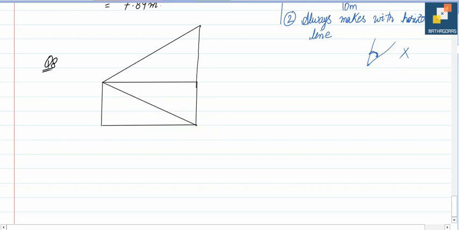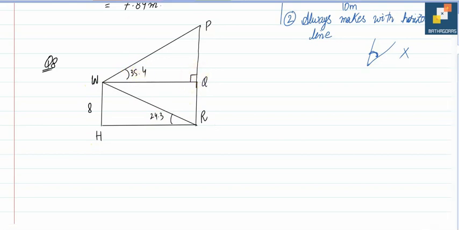So first I'm going to label the points. It's W, P, Q, R and H. It's 8 meters, it's 24.3, it's 35.4 and this angle is 90. Now read the question. The height of a building WH is 8 meter. PQR is a flagpole.